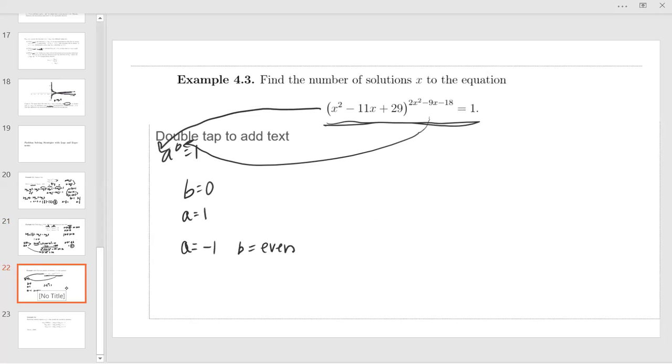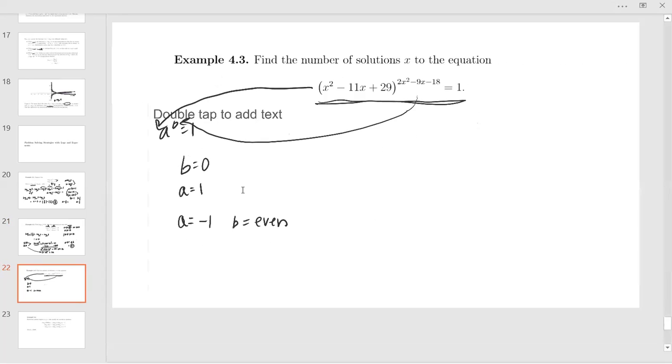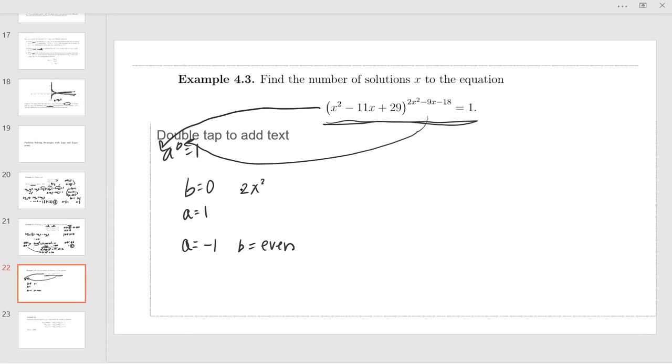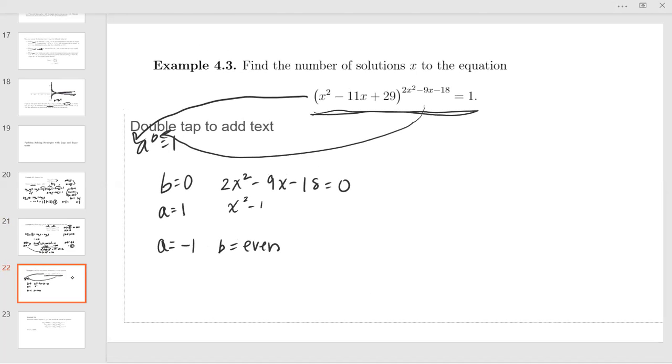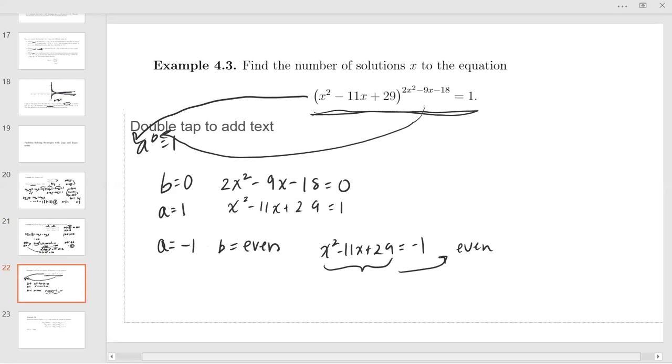So first, when we have b is equal to 0, we have 2x squared minus 9x minus 18 is equal to 0. Then for a is equal to 1, we have x squared minus 11x plus 29 equal to 1. Finally, we have x squared minus 11x plus 29 equals negative 1. But then we must check that our solutions for x give us an even b. So this expression has to be even. So we can solve each of these equations.